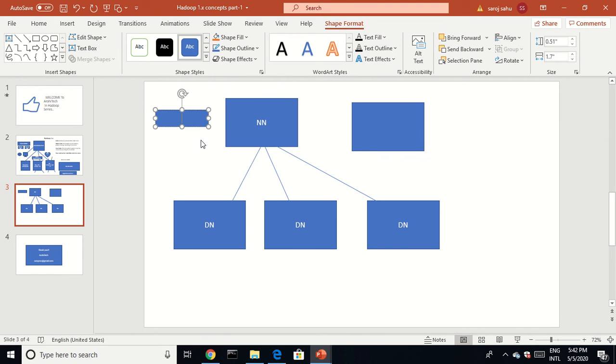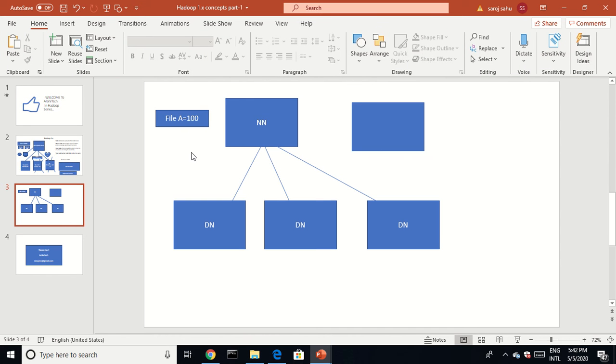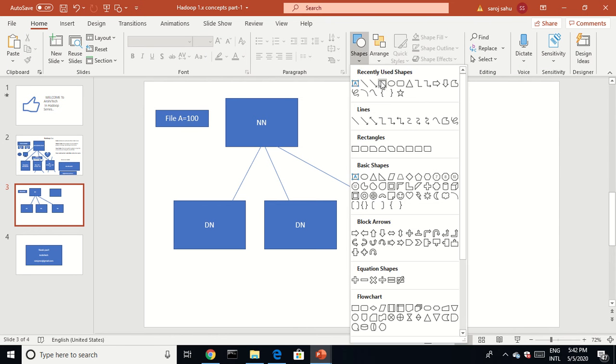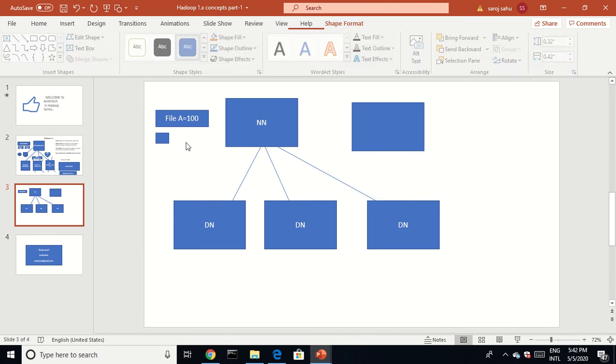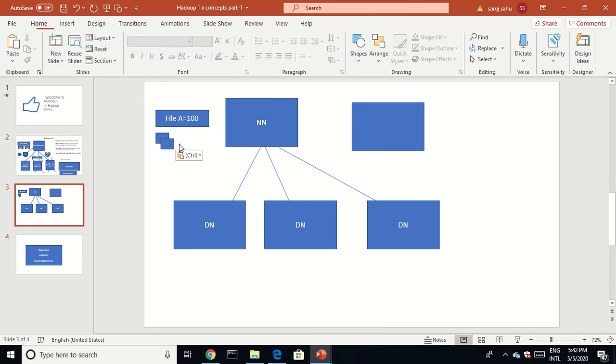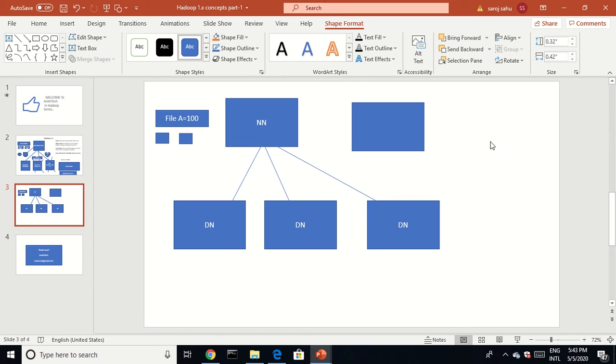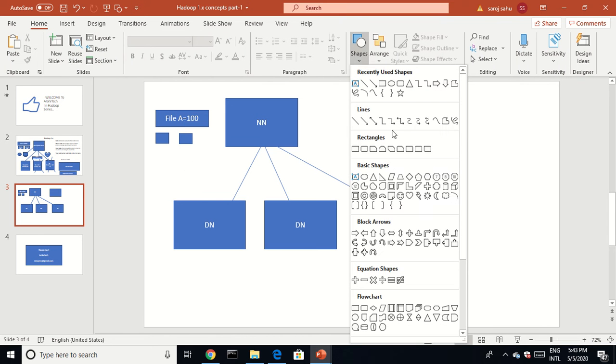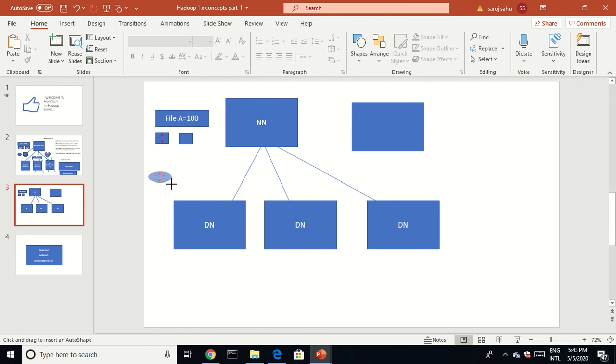So this is my file A of 100 MB, and it is divided into 2 blocks. We already discussed that. I'm not writing the MB here, I'll just make it 2 blocks. And this is my client machine. This is the client, and it is the first point of contact to the NameNode.